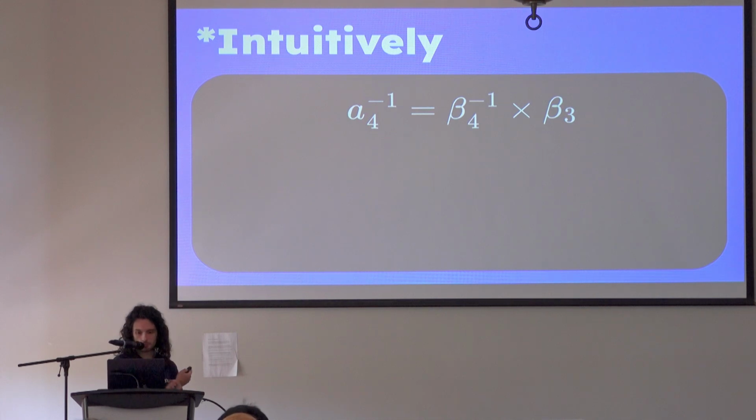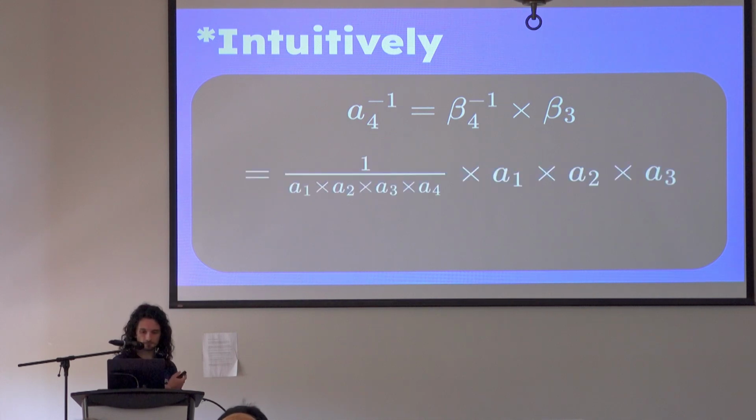So intuitively, what we're doing here is this, right? The fraction 1 over a1 through a4 is beta 4 to the minus 1. This is the inversion of beta sub 4. Easy as that. And then beta sub 3 is used to cancel out the terms. So you cancel out a1 through a3, and you're left with a4 in the denominator. So it's inverted.